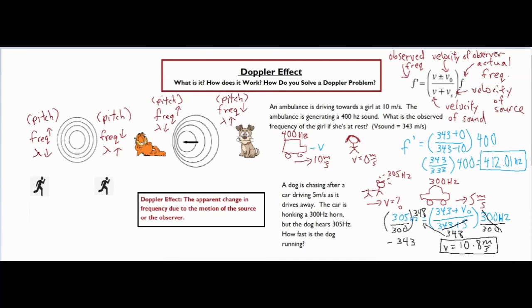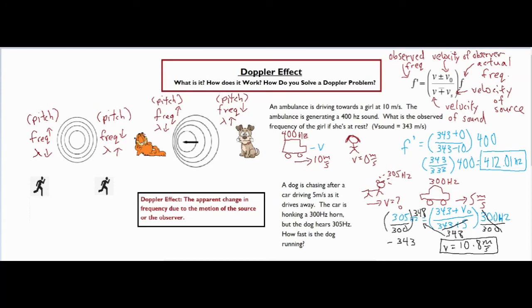So just like I do with all my problems, I make sure I take a look at that number and see if it matches up with the previous information. So the dog hears 305 hertz, which is larger than the original frequency, which means that the distance between the dog and the car has to be decreasing. So although the car is driving away and the dog is chasing it, that would mean that the dog's velocity has to be greater than this 5 meters per second of the car, so that it becomes closer and closer to the car, creating a higher frequency and a higher pitch. Okay, which that is true. It's 10.8. It is greater than that 5 meters per second. So the dog is closing in, getting the sound waves more frequently, and increasing that original 300 hertz frequency to 305.